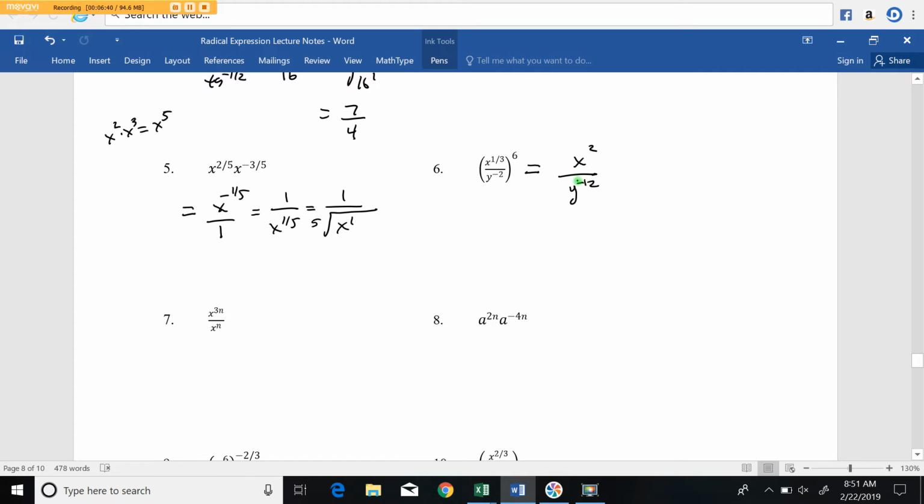Now, this minus sign means basically these 12 y's go into the top of the fraction. So this is going to be x squared y to the 12th. And there's not really much more to do with that one.